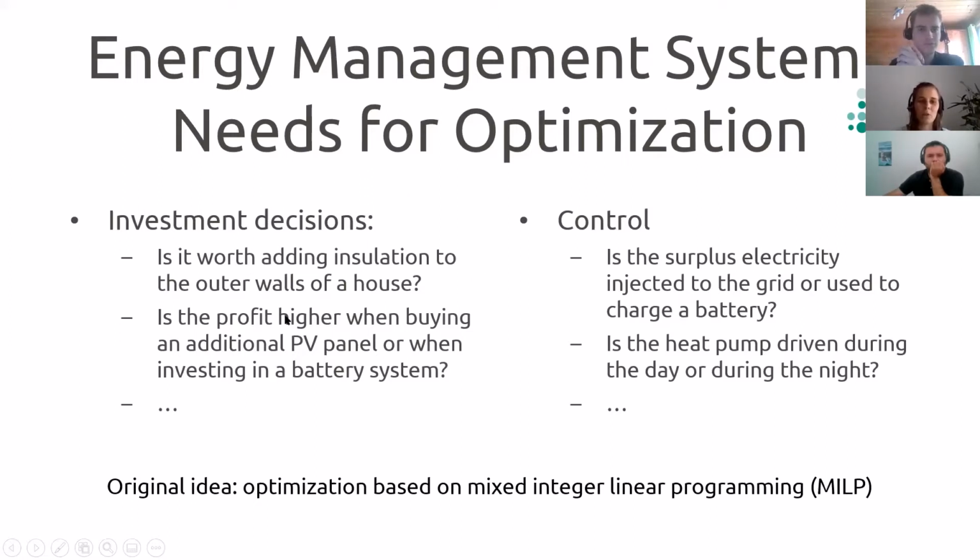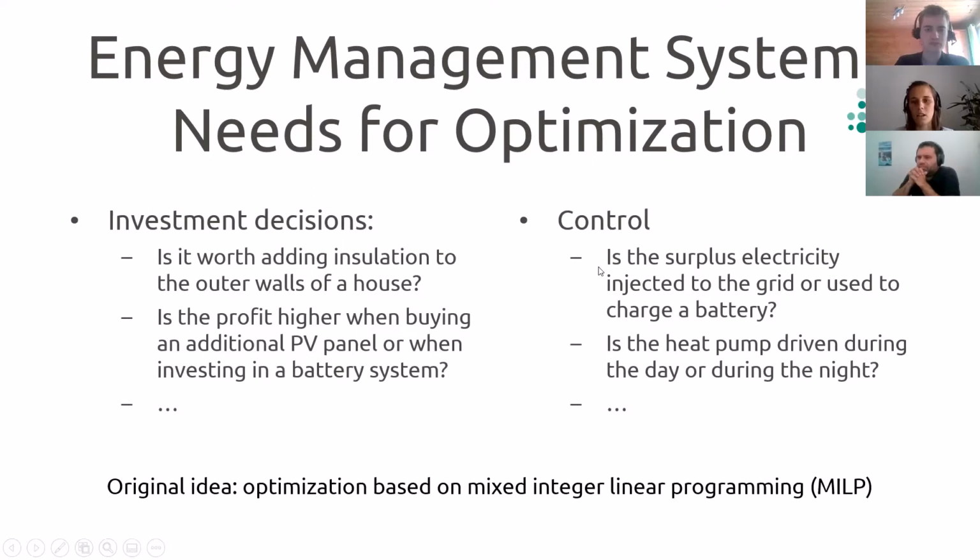Good, so the Y project is a big project with many software loops and packages, and we have 2 points where we need an optimization. The first one is the building sizing, where we make investment decisions. So for example, there we should answer questions like, is it worth adding insulation to the outer walls of a house, or is the profit higher when buying an additional PV panel or when investing in a battery system? So these kinds of decisions are optimal solutions which we get by an optimization routine.